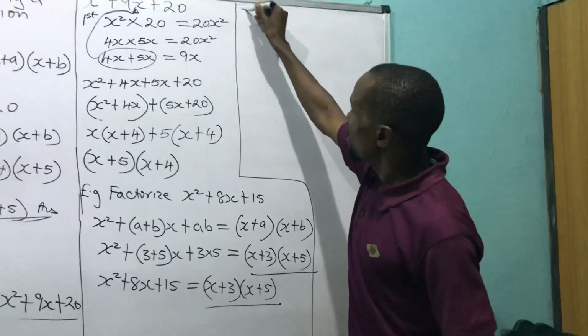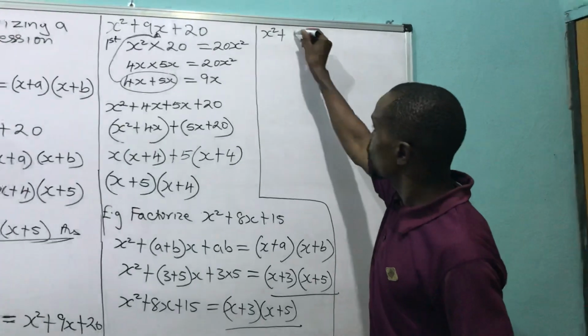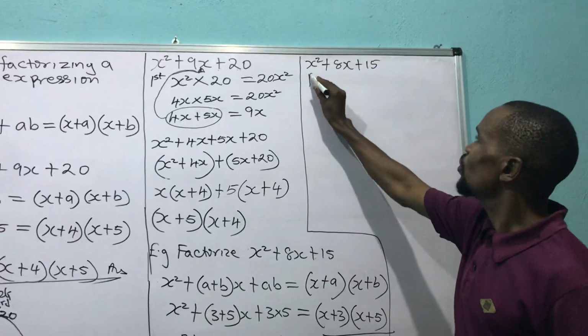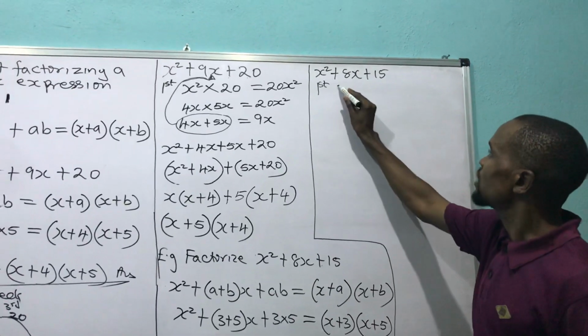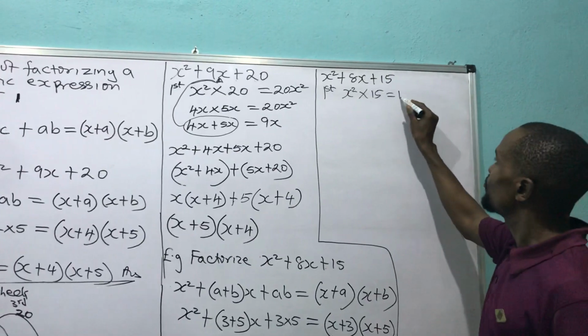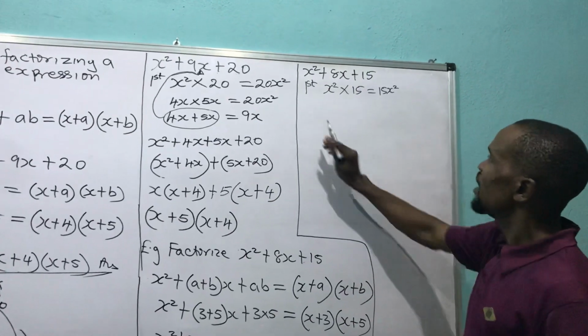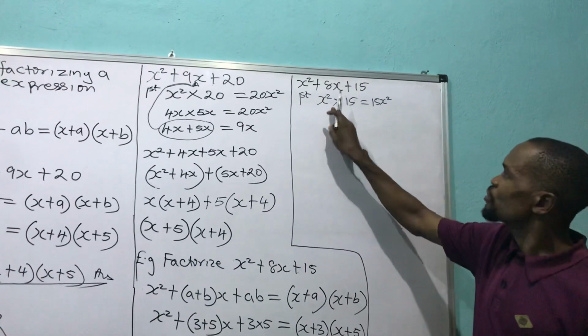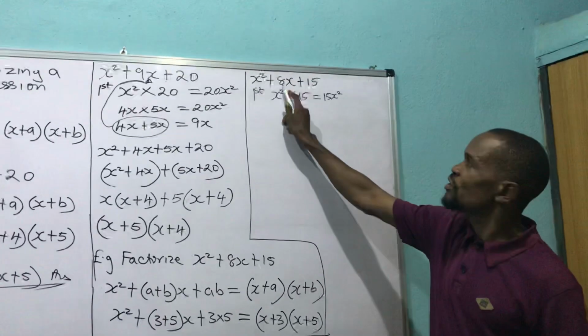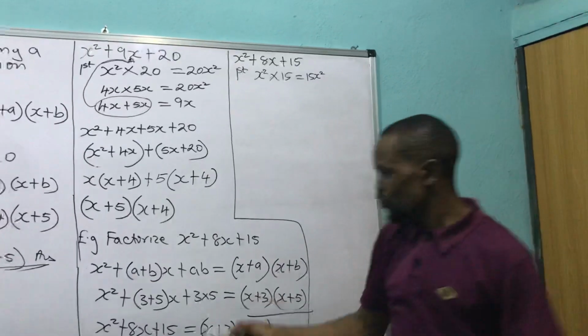Using the general formula, I have x squared plus 8x plus 15. The first thing I will do, what did I say? The first thing I will do is multiply x squared by 15, which gives me 15x squared. The next thing, what will I multiply together that will give me 15x, and when I add it together, it gives me 8? That's what we did here.